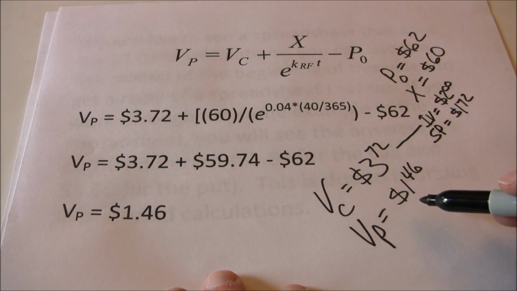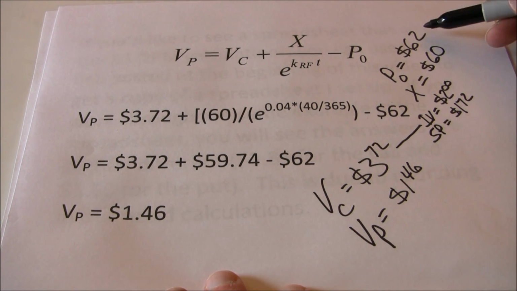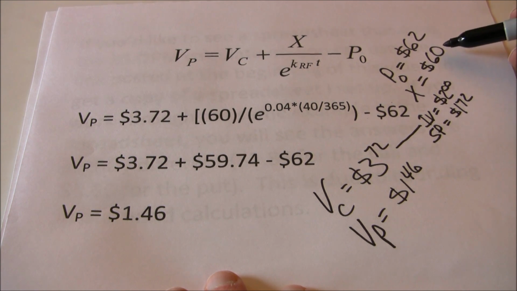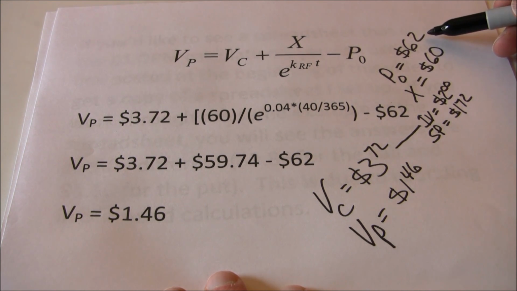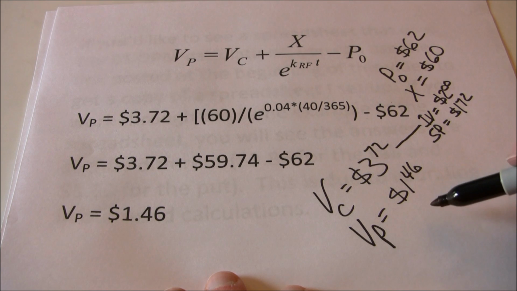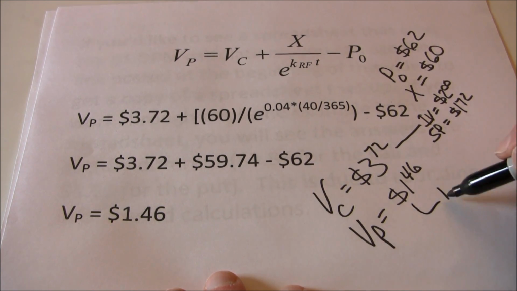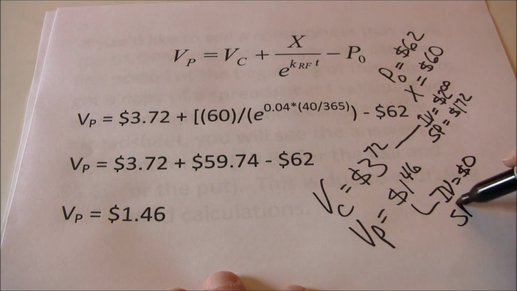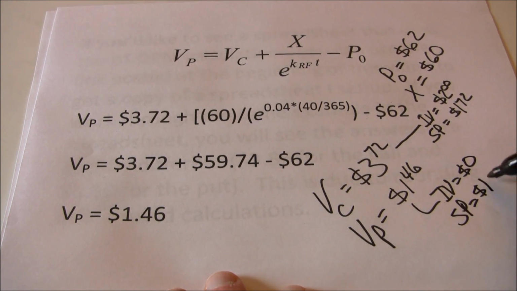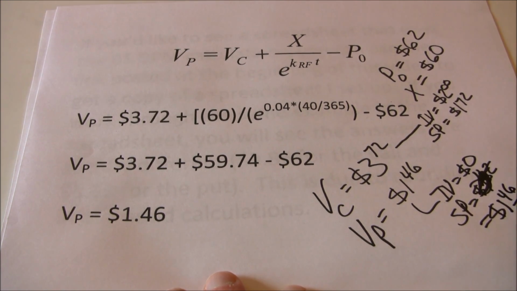In order for this to start having some intrinsic value, the stock is going to have to fall by $2. Remember, a put option gives us the right to sell at 60, so that's not going to be valuable at expiration unless the stock is below 60. So right now it has no intrinsic value. Intrinsic value is 0, so all the value is speculative premium. Oops, should be $1.46 for the speculative premium.